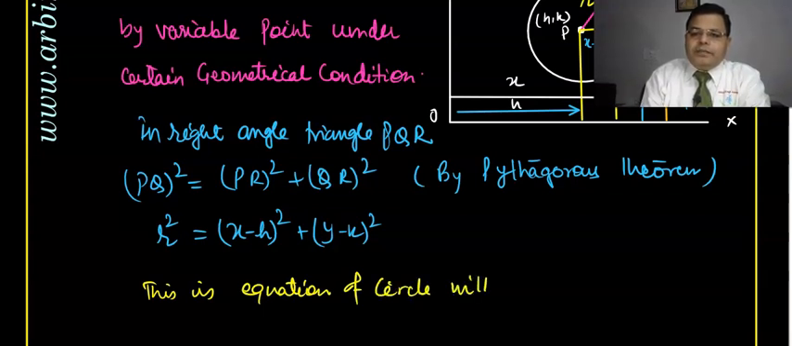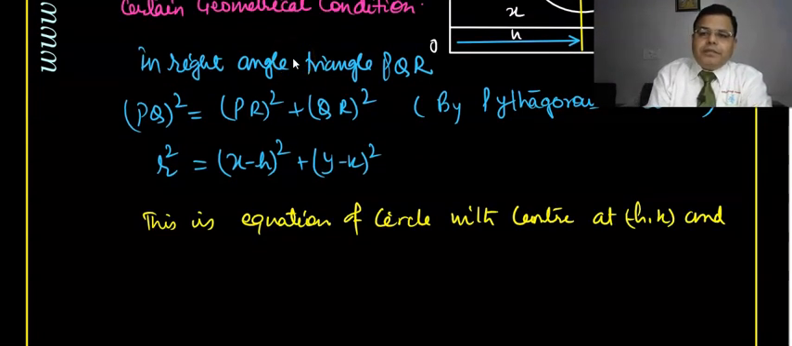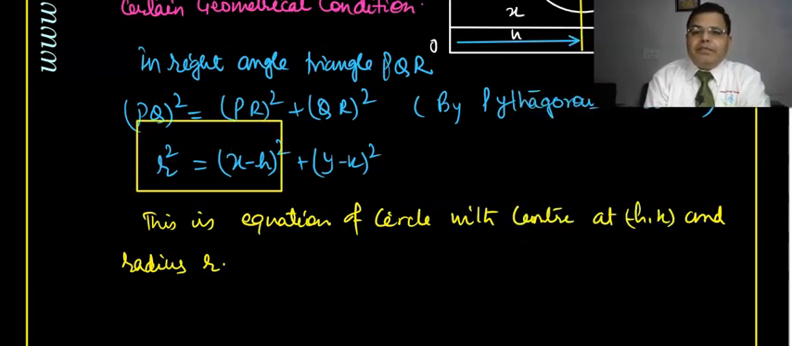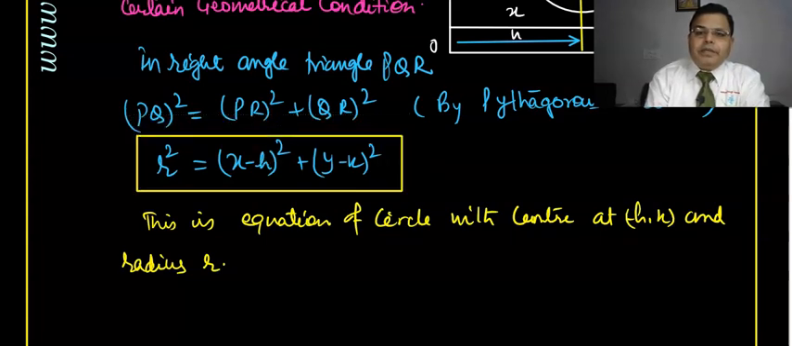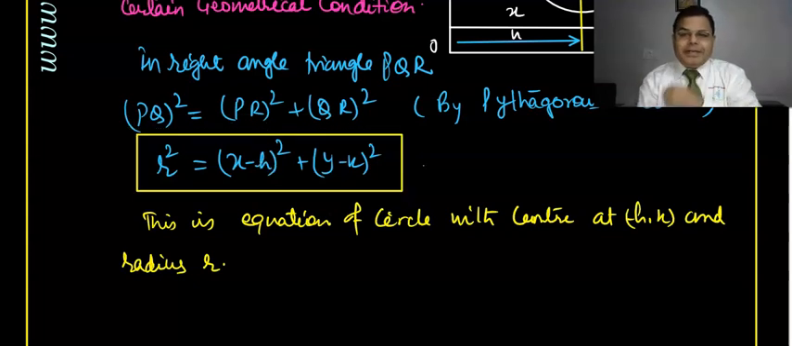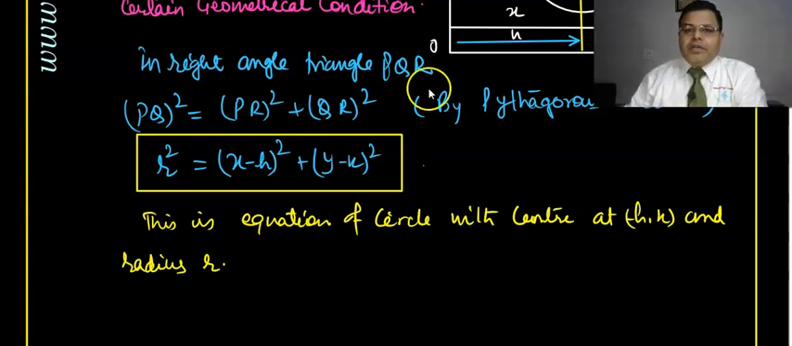This is the equation of circle with center at (h, k) and radius r. This is the equation of circle with center (h, k) and radius r. And remember this is a fact. Right? So we have the equation of circle whose center is (h, k) and radius is r. I hope you got it.